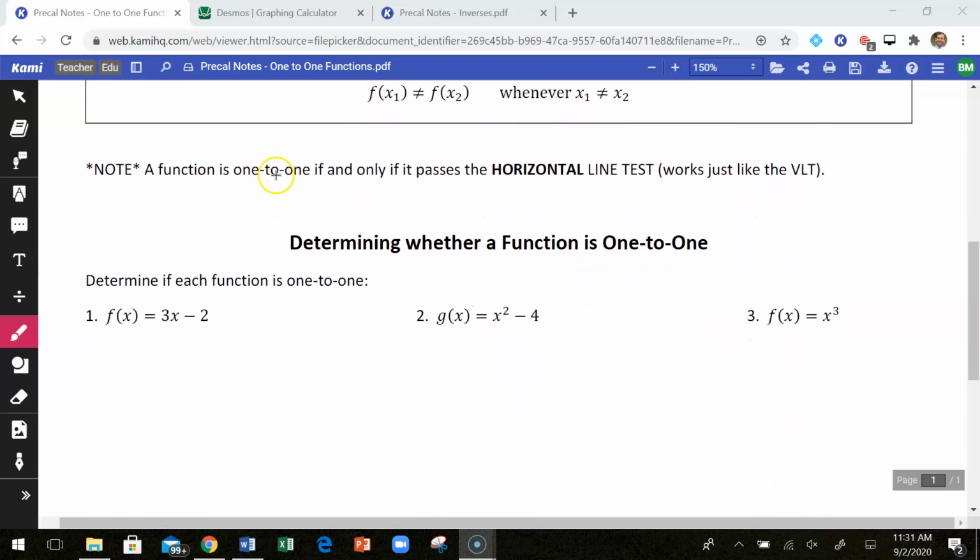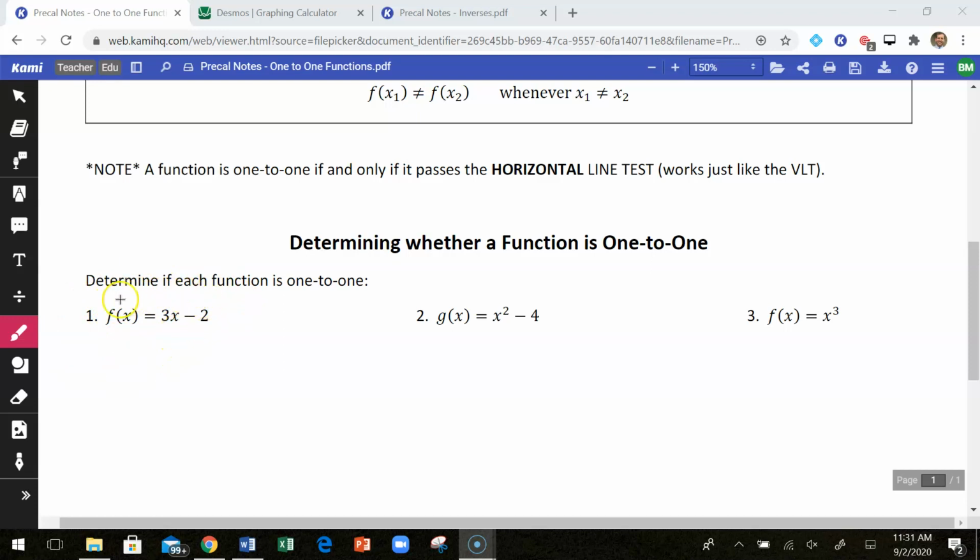The way that you determine if a function is one-to-one is to use the horizontal line test. It works just like the vertical line test. You cannot hit the graph more than once with one horizontal line, and if you do, then that function is not one-to-one. So if I want to determine if these things are one-to-one, my suggestion would just be to graph them, especially if you don't know what they look like.